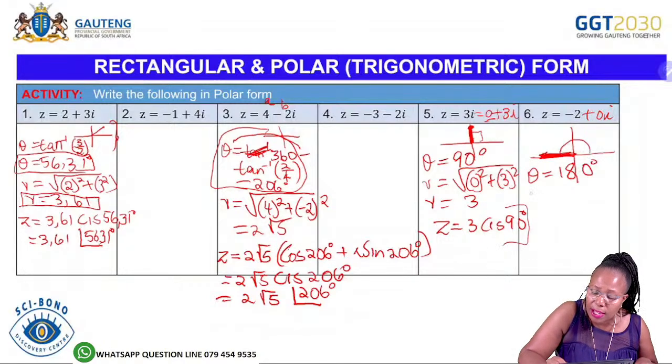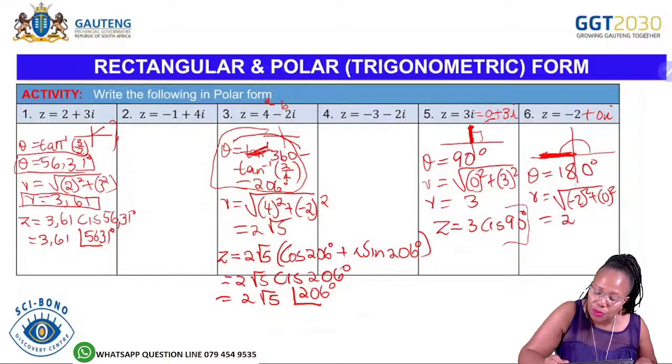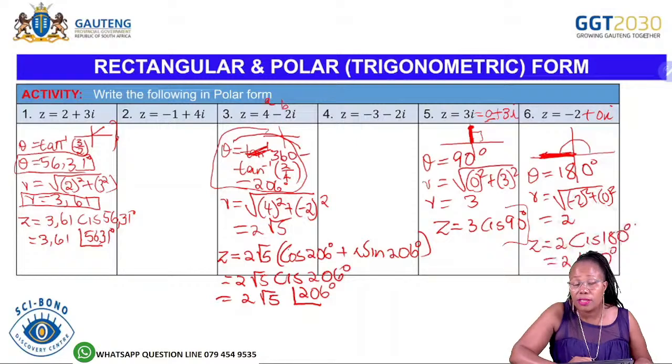You can now look at the R value for that one. And then that will be A squared plus B squared. And then this will give us a value of 2. Our R is equal to 2. And then the Z polar notation or trigonometric form, it will be 2 cis 180 degrees, or 2 with that cap representing the angle 180 degrees.